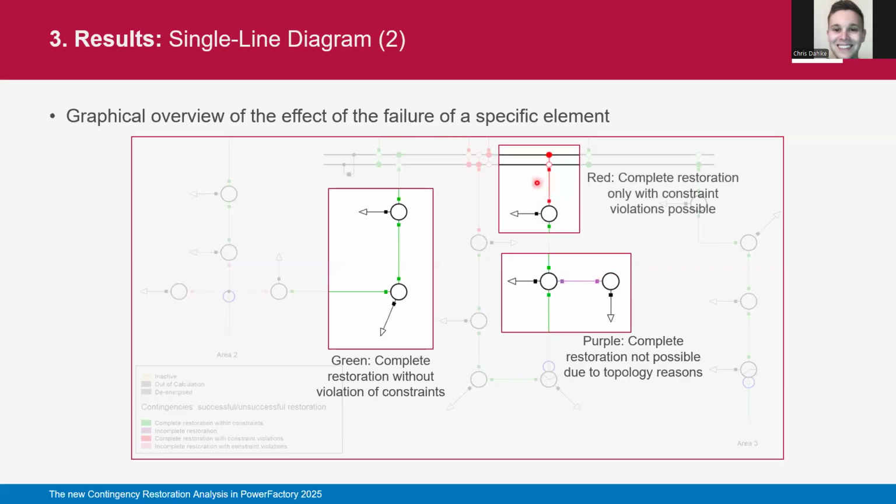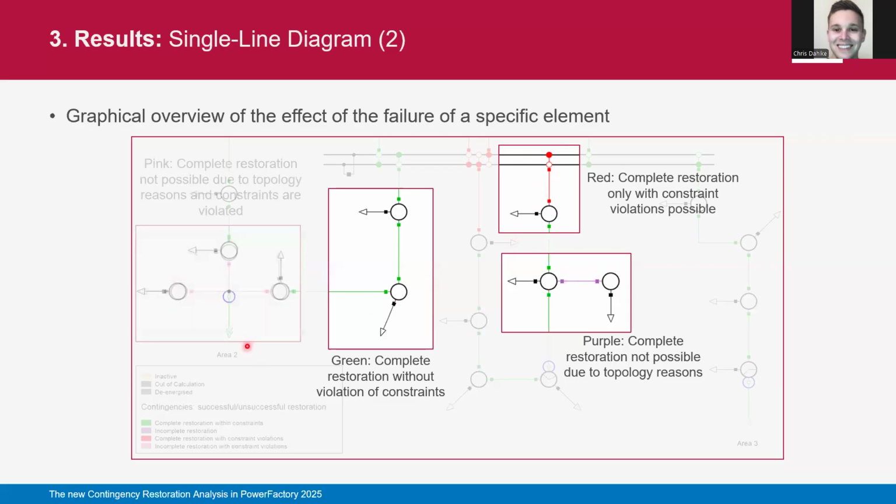Also, very easy to explain is the red color. So this means it would be possible to resupply all customers, but only with violations of constraints. So when this line fails, this means we are topologically able to restore the power to our customers, but in this process, a loading or voltage limit will be violated. So there's also room for improvement.